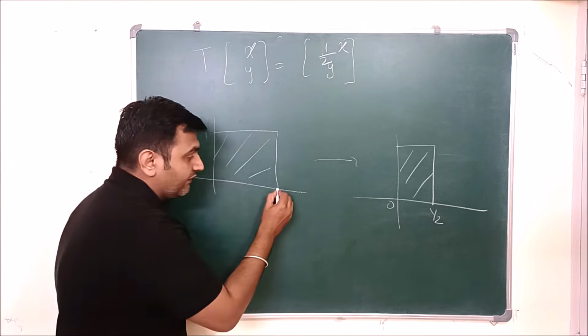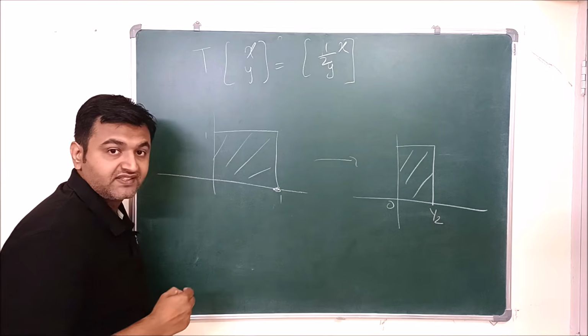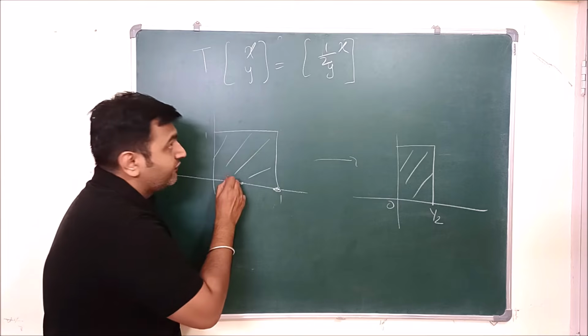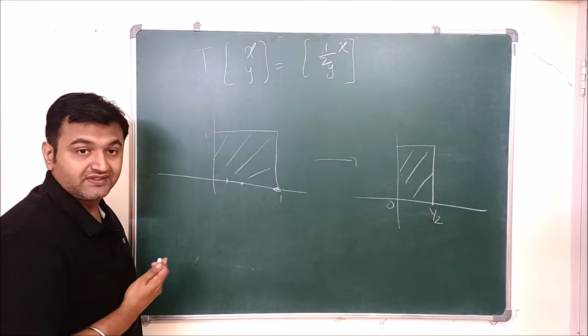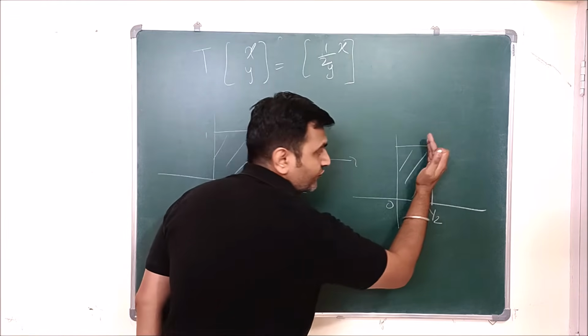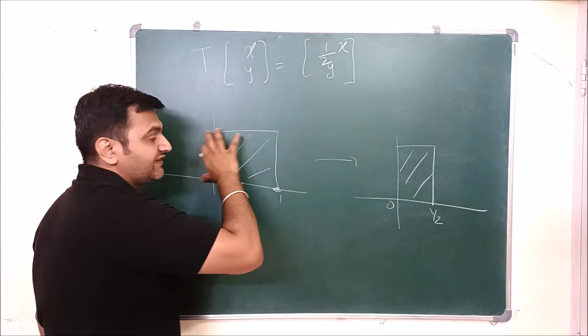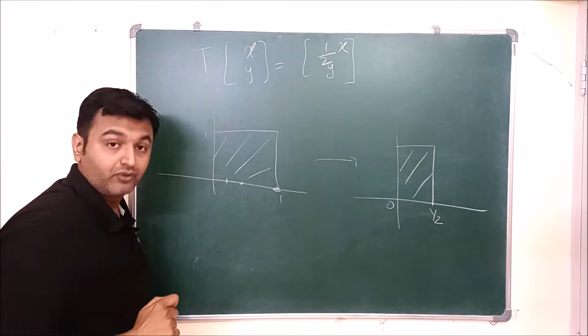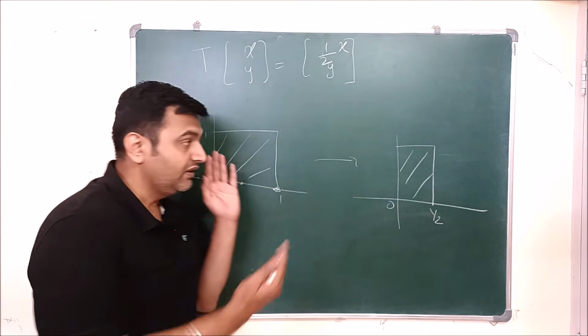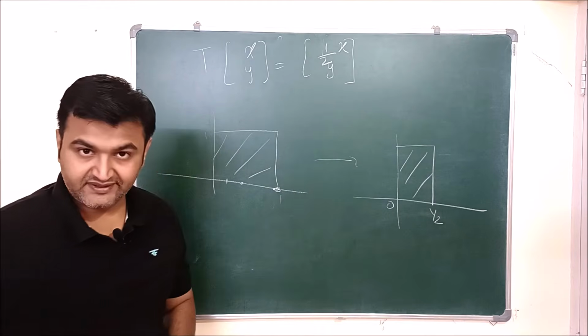So you can see 1 comma 0 will go to half comma 0. Half comma 0 will go to 1 by 4 comma 0. 1 by 4 comma 0 will go to 1 by 8 comma 0. Like this, all these points will get shrunk by half units, whereas the height of y is remaining the same because there is no change in the y component. So x comma y goes to x by 2 comma y will contract the square like this.